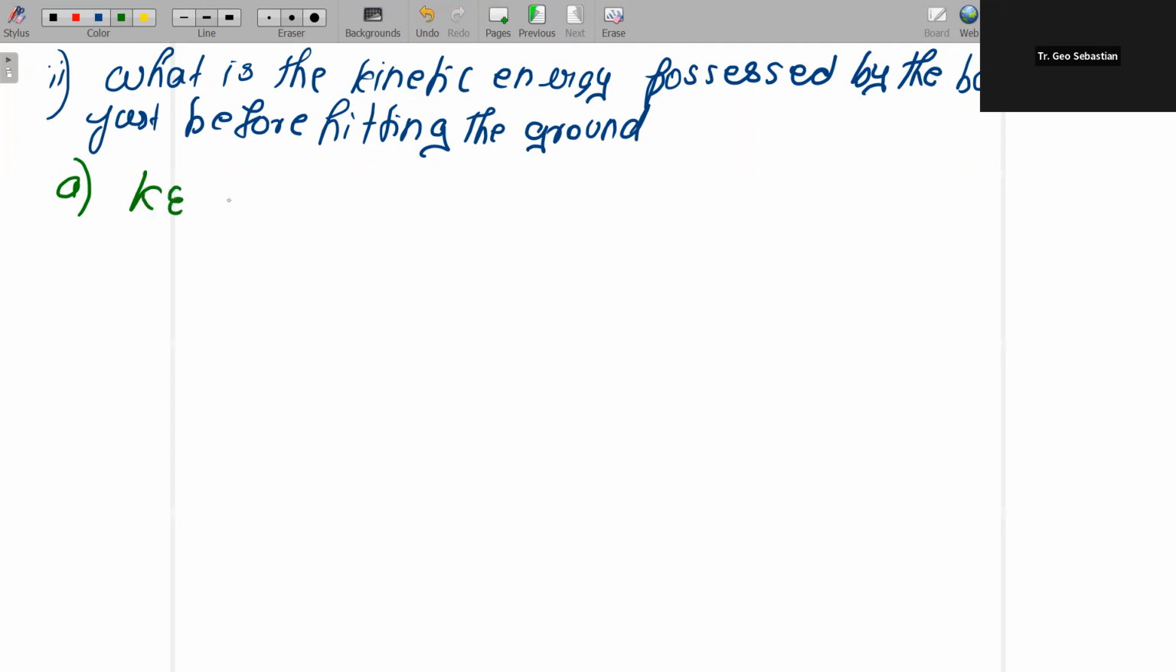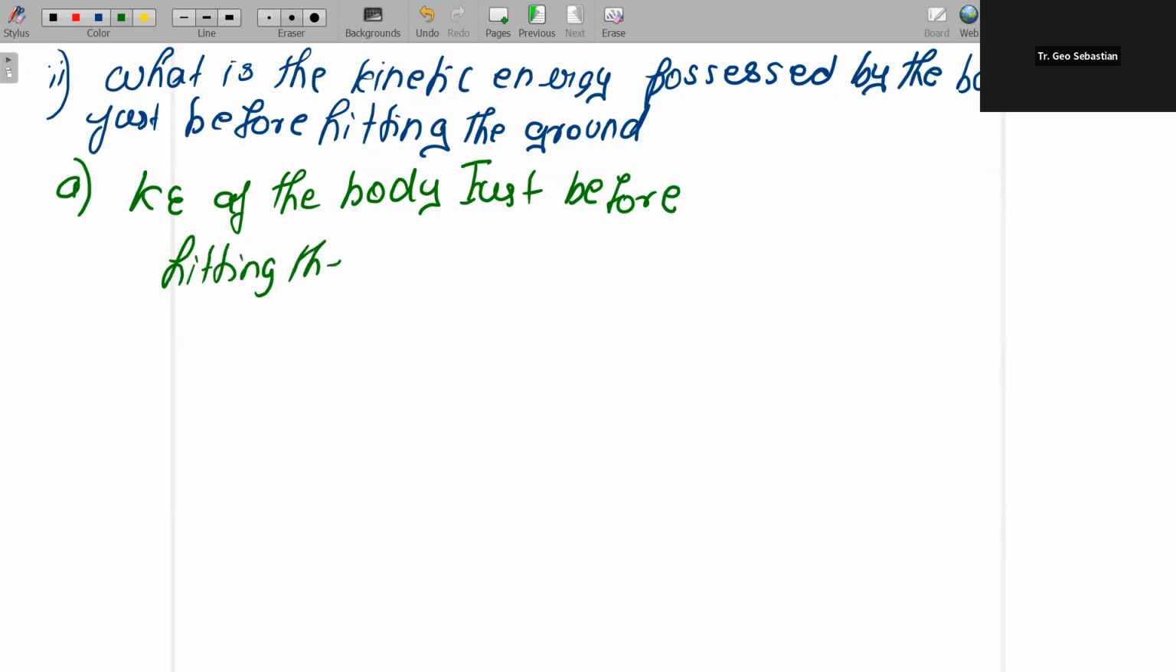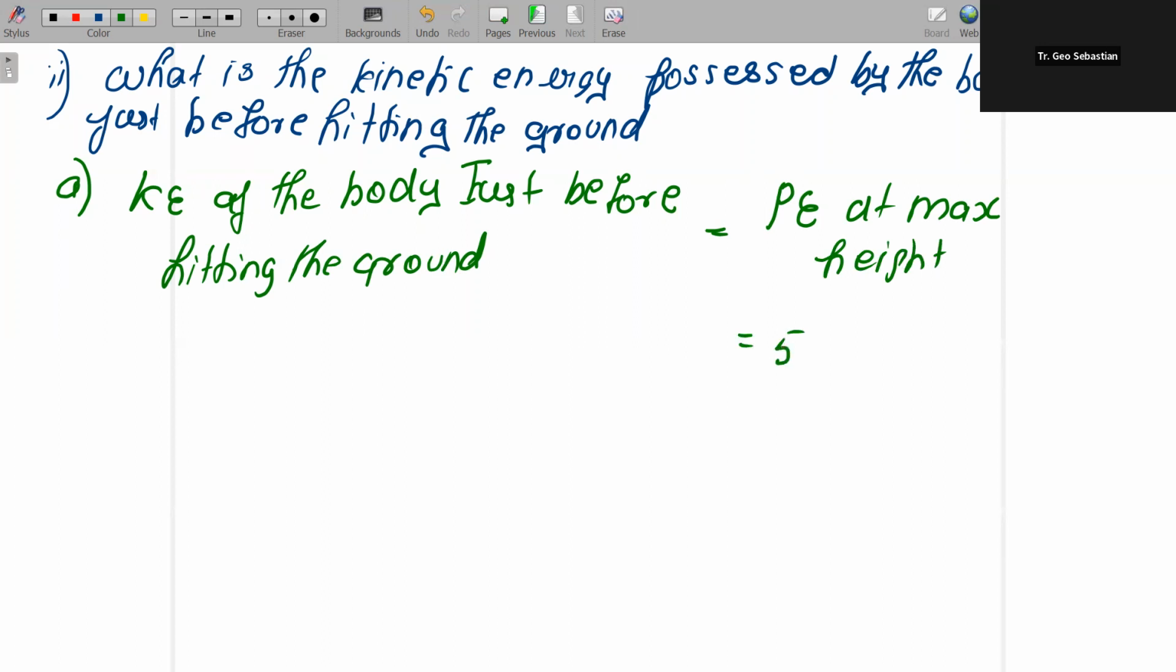Kinetic energy of the body just before hitting the ground is equal to the potential energy at maximum height, right? So what is the potential energy at maximum height? 500 joule.